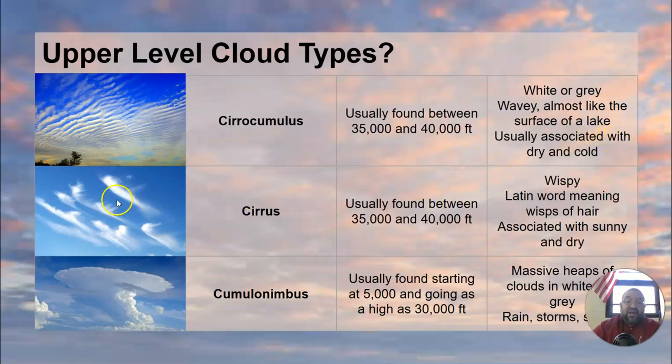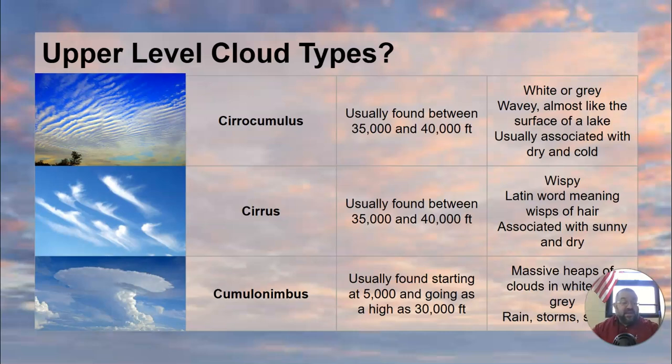Cirrus clouds. Well, cirrus literally means wisps of hair in Latin. And we'll talk more about Latin here in a few minutes. But you can see here, literally, little wisps of hair kind of falling off from the surrounding wind. Now, these, like the cirrocumulus, are found at 35,000 to 40,000 feet. And they are usually associated with great, dry, sunny weather. So if you see these clouds in the sky and you don't see any other ones, you know it's going to be good weather out there.